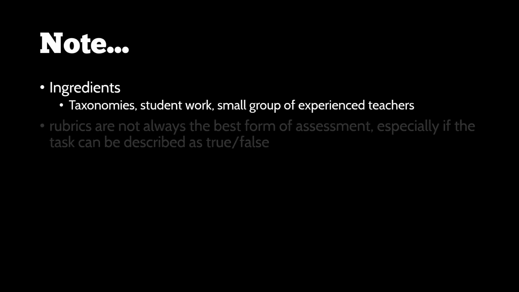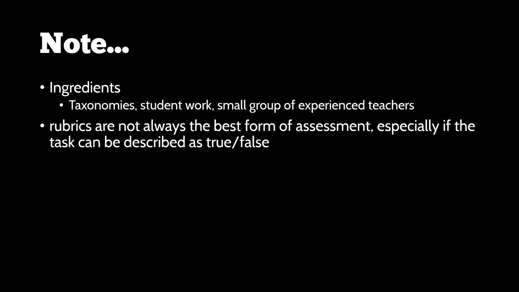Just 3 notes to make at the end. The best ingredients for when you're writing a rubric from scratch are taxonomies, having some student work, and a small group of experienced teachers. We've found that when you're writing a rubric completely from scratch, it's usually better to have even just 2 or 3 teachers, and then if there's a bigger team, take it to them for feedback afterwards. With too many working on it from scratch, you might find it difficult to make headway.